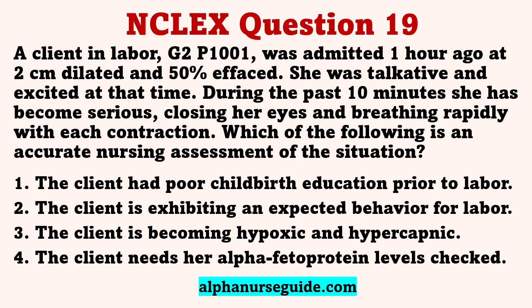A client in labor, G2P1001, was admitted 1 hour ago at 2 centimeters dilated and 50% effaced. She was talkative and excited at that time. During the past 10 minutes, she has become serious, closing her eyes and breathing rapidly with each contraction. Which of the following is an accurate nursing assessment of the situation?